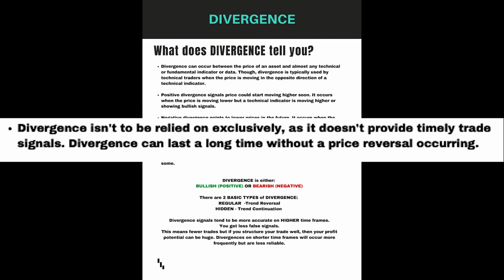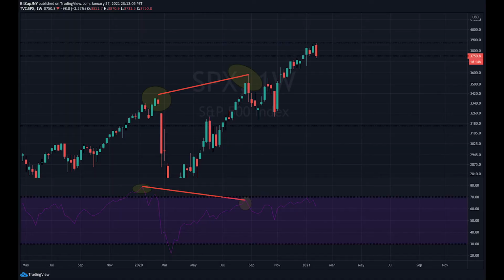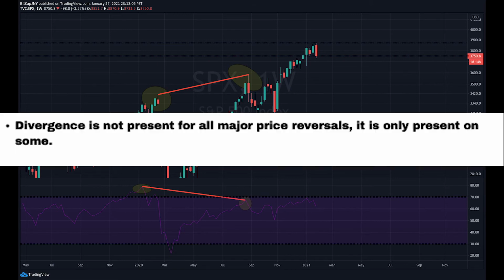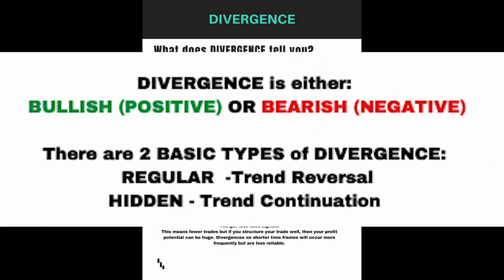Divergence isn't to be relied on exclusively, as it doesn't provide timely trade signals. Divergence can last a long time without a price reversal occurring. We can see this here very clearly when we look at the S&P 500. Now, divergence is not present for all major price reversals and is only present on some. Divergence is either positive bullish or negative bearish.